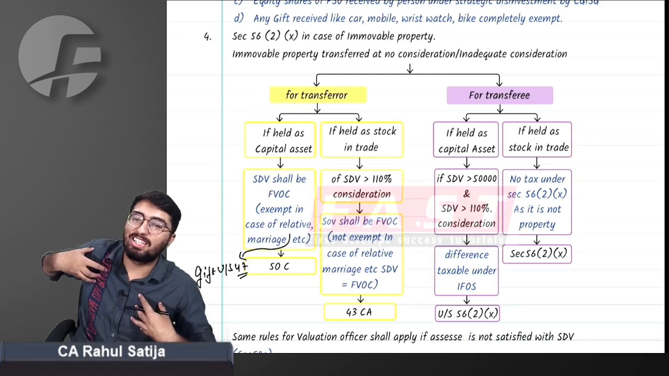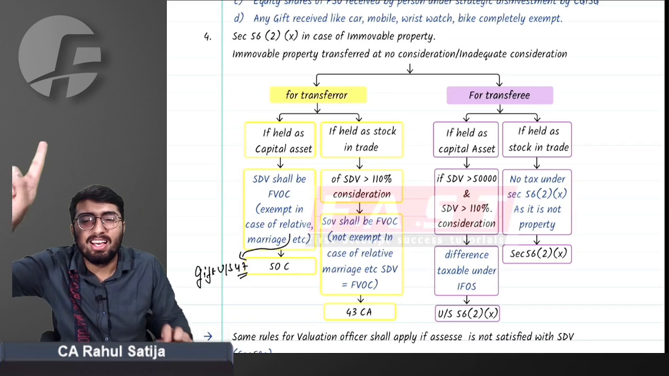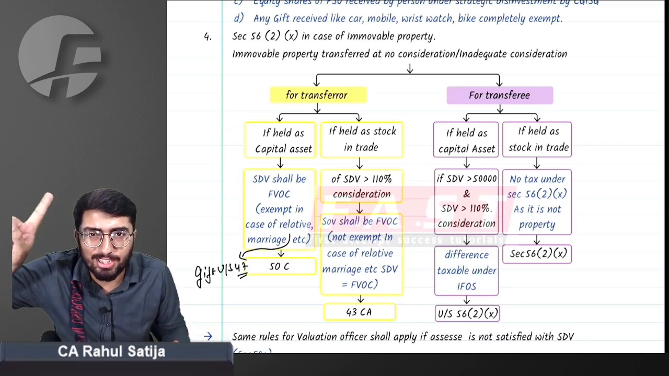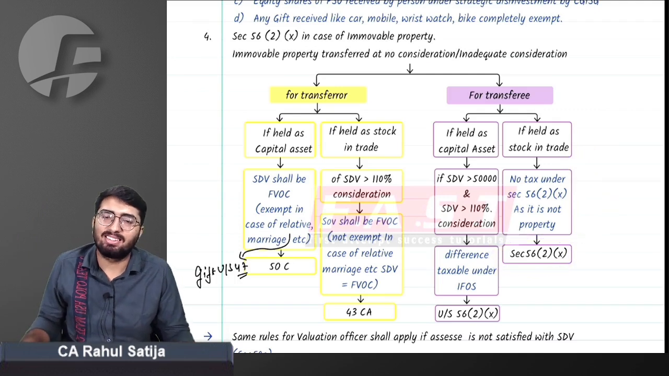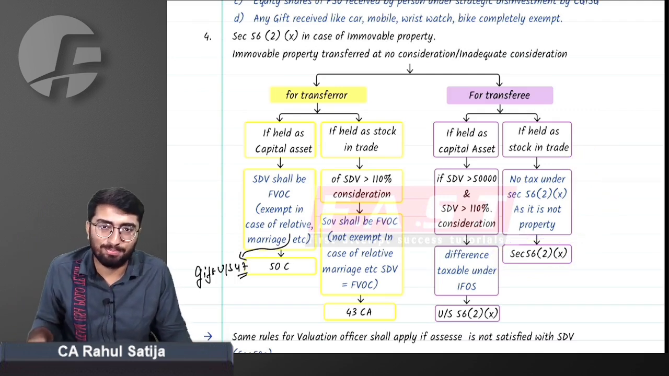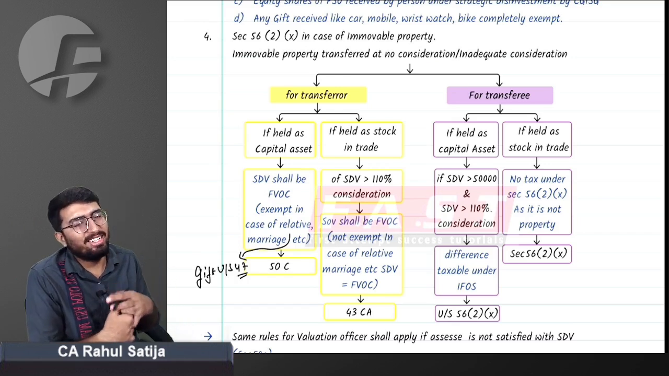But if Shraddha holds such property as stock in trade, what will happen? For stock in trade, provision under section 56(2)(x) will not apply. No tax will arise in her hands. Got this point or not? Yes, sir, we did understand.